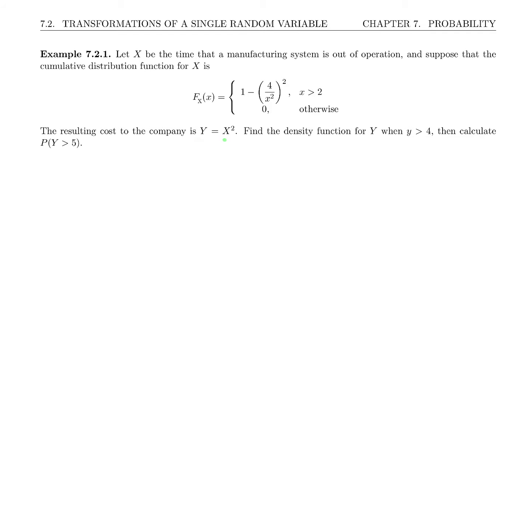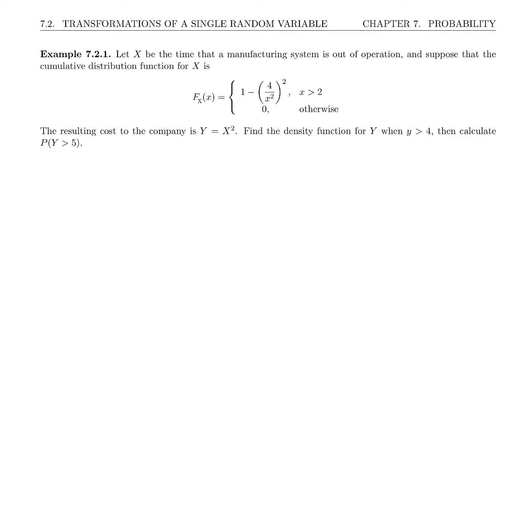If X is a random variable that depends on chance, well then Y, which depends on X squared, also depends on chance. So Y is a random variable, which means that Y has a density and a cumulative distribution function associated to it, and we are asked to find the density function for Y when Y is greater than 4, and then to calculate the probability that Y is greater than 5.